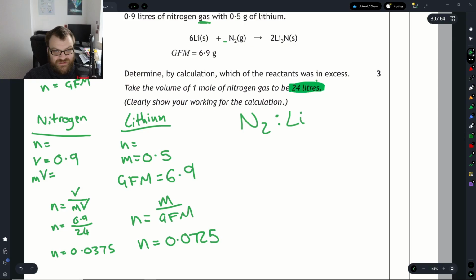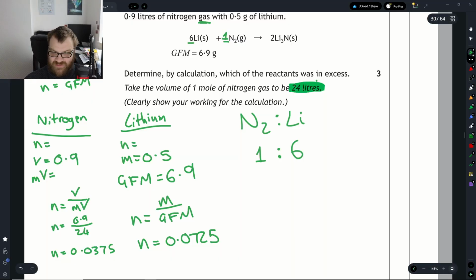In front of the nitrogen, there is no number. This means this must be a 1. Put into my ratio. For the lithium, there's a 6, which means that the moles of lithium needed is 6 times as much as the moles of the nitrogen.